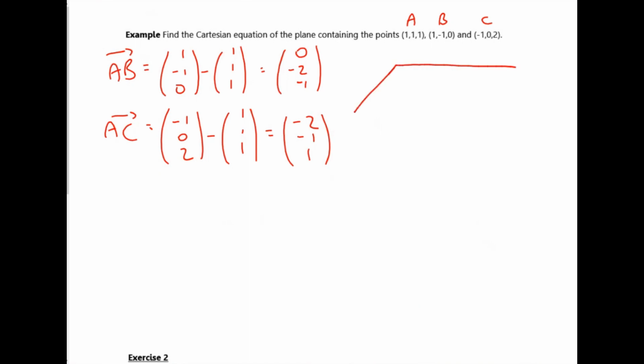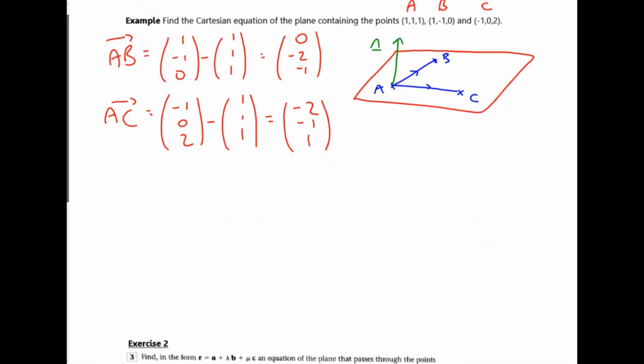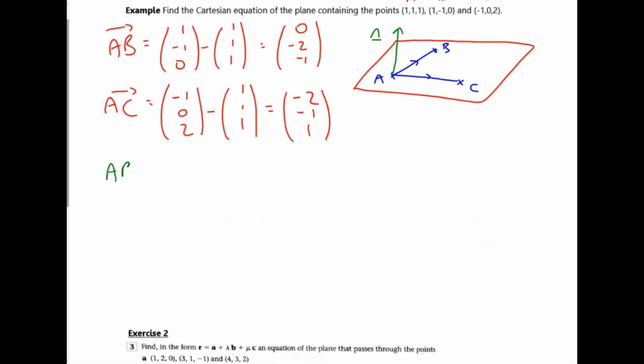So what we had, here's a diagram. This may or may not help. I've got 3 points A, B, and C. And what I've done is I found the vector A to B, and I found the vector A to C. From these, we're going to find a normal vector to this plane, which is perpendicular to both of those direction vectors. So we're going to use the cross product to find that normal vector. So if I do AB crossed with AC, 0, -2, -1, crossed with -2, -1, 1. This will give us a normal vector to the plane.